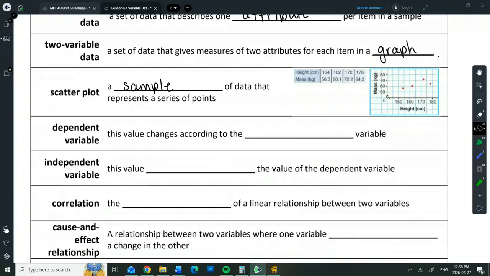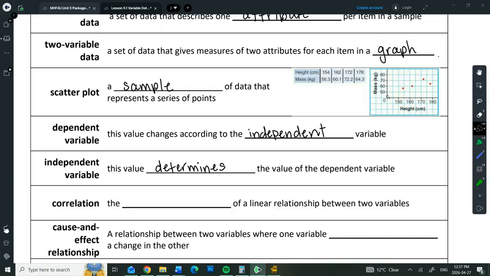All right, dependent variable, this value changes according to the independent variable. And independent variable, this value determines the value of the dependent variable. So if you remember from some of our previous units, I always asked you, does time depend on the speed or does speed depend on what time it is? And then kind of thinking about it that way.